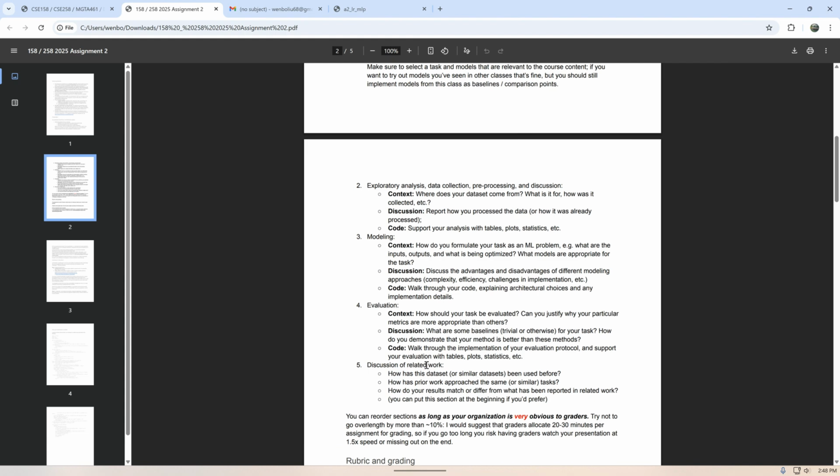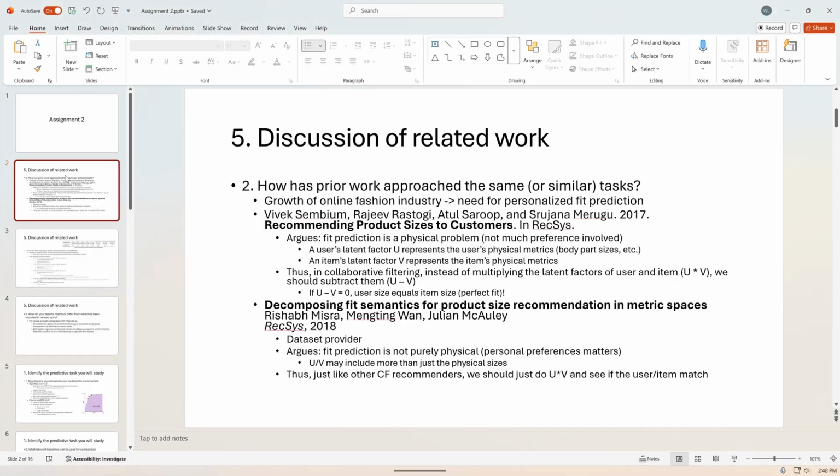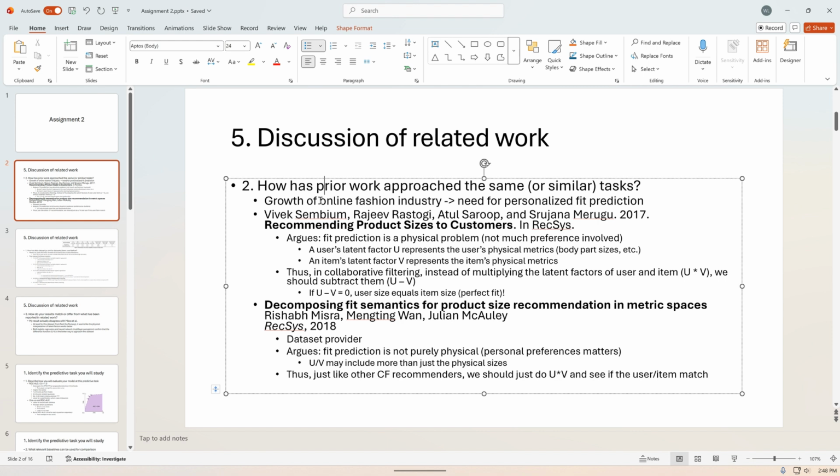Okay, so assignment 2. We'll start from section 5, discussion of related work, and we'll start from question 2. How has prior work approached the same or similar tasks? As the online fashion industry grew, there was more need for personalized fit prediction, meaning predicting whether a piece of clothes fits the user or not.